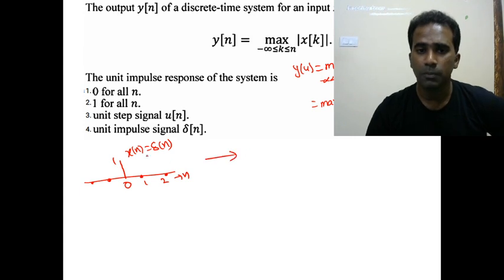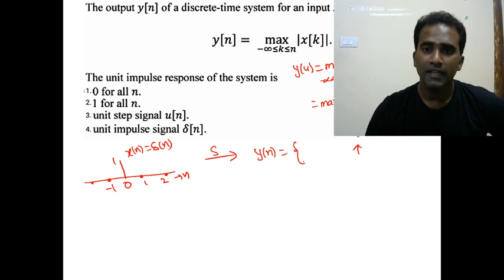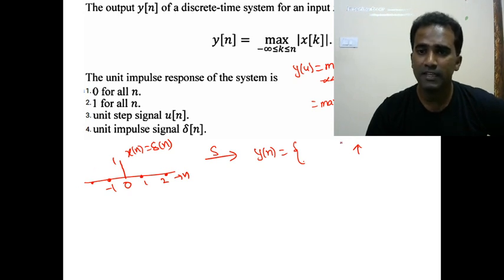Now let us find the output. Once you pass this signal through the system, the output y of n, for n equal to minus 1, is from minus infinity to minus 1, whatever is the maximum sample value. Let me say this is 0 seconds. At minus 1, till minus 1, what is the maximum sample value? No sample value, all the samples are 0. So the sample value at minus 1 is 0 only. At minus 2, till minus 2, what is the maximum magnitude of the sample? 0 again. So till minus 1, everything is 0.